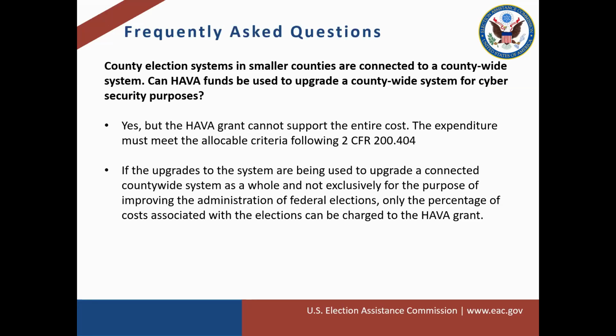So here you want to look at allocability. If the upgrade to the system is being used to upgrade the county-wide system as a whole, but it's not exclusively for improving federal elections, only the percentage of costs associated with the elections can be charged to the HAVA grant. So this is the same kind of theme about allocability and being able to make a determination of how much the usage will be between federal and non-federal.